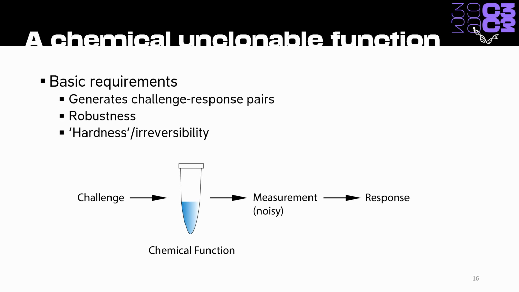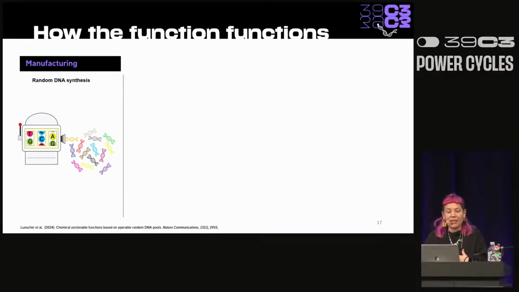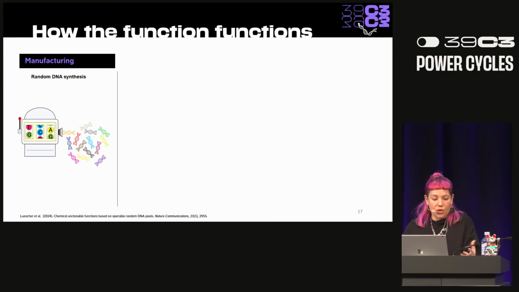So we were inspired by this, and we thought, okay, maybe we can implement this as a chemical function using these DNA pools. And we wanted our system to also be able to generate these challenge response pairs in a robust manner, and also have a similar level of hardness or irreversibility to it. And the idea we came up with was first manufacturing those random pools. And remember, the randomness is so vast that we cannot, or at least not with reasonable cost, know what all of these sequences are.